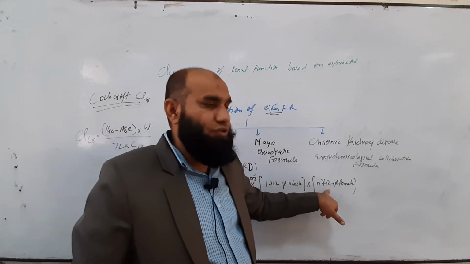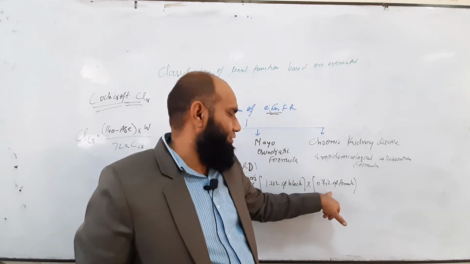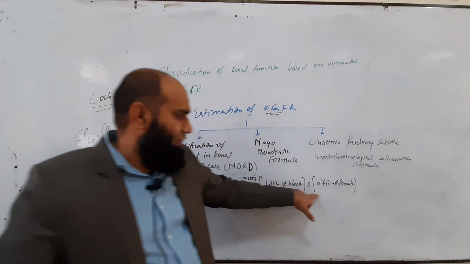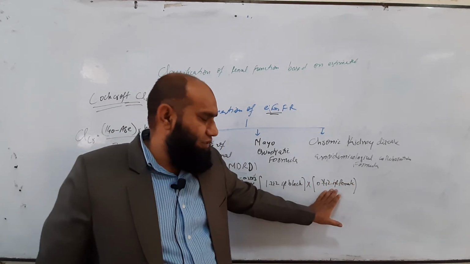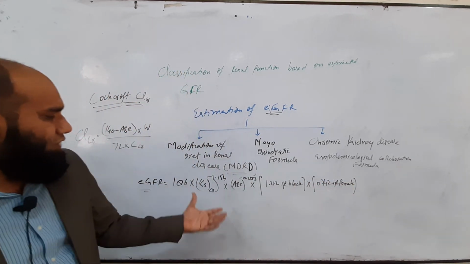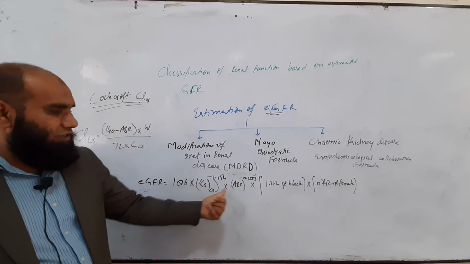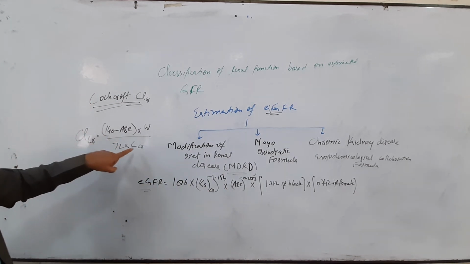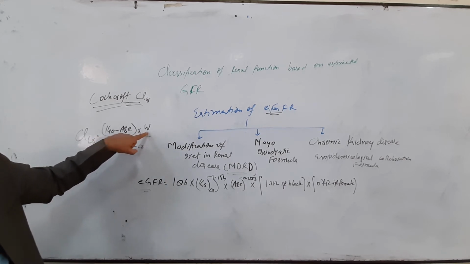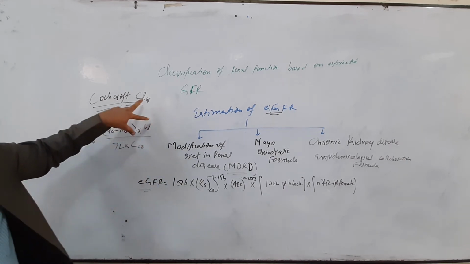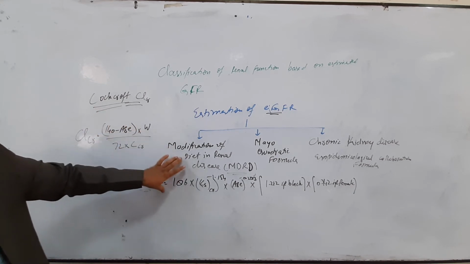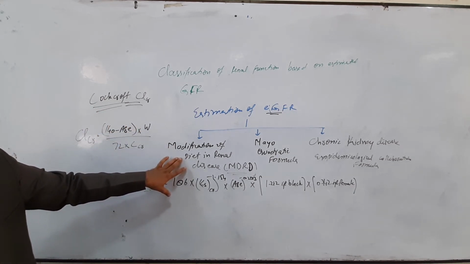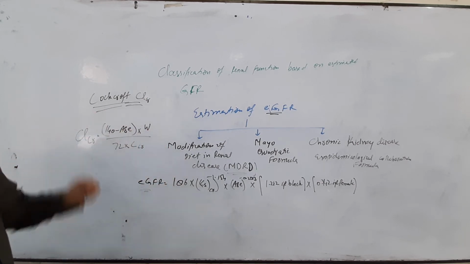And if we are discussing the female, then we will have to multiply with the factor 0.742. If we are discussing white and Asian people, then we will exclude these two. We will not write this one and also this one. Then we will need only creatinine concentration and the age. Remember, there is also the formula with creatinine concentration, age and weight. But this formula, as compared to that one, is the most commonly used formula when we are calculating the creatinine clearance, and it is considered more accurate and more reliable as compared to that one.